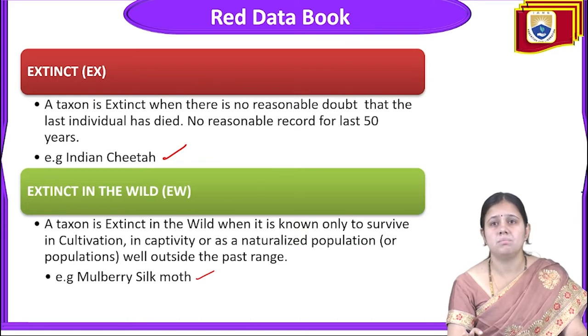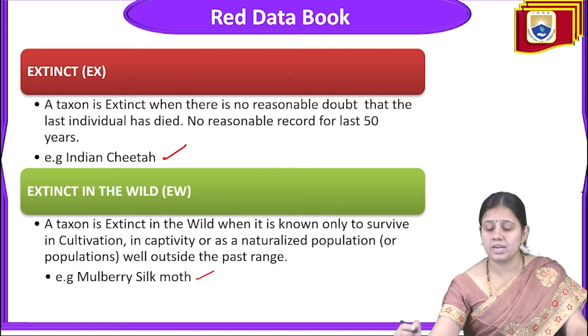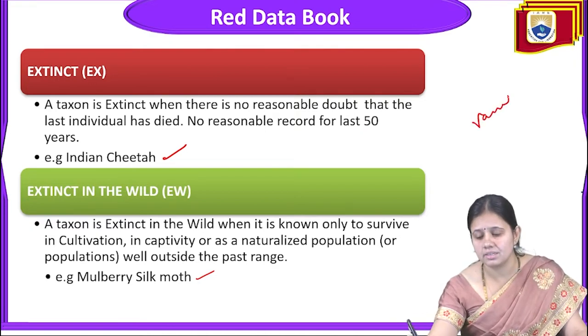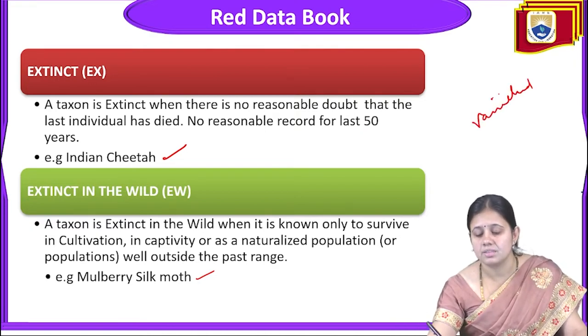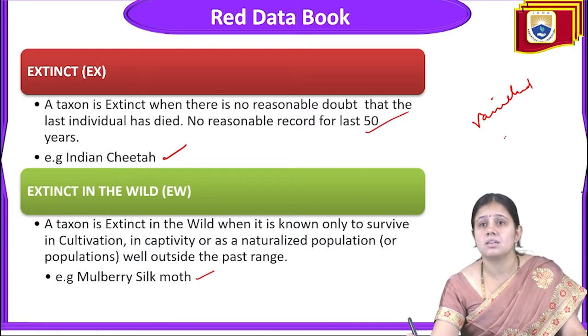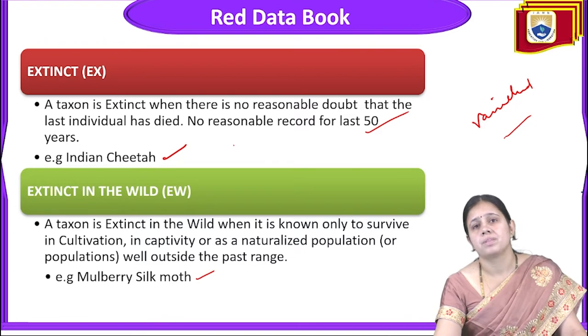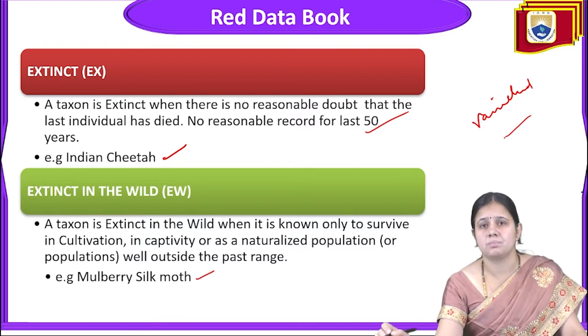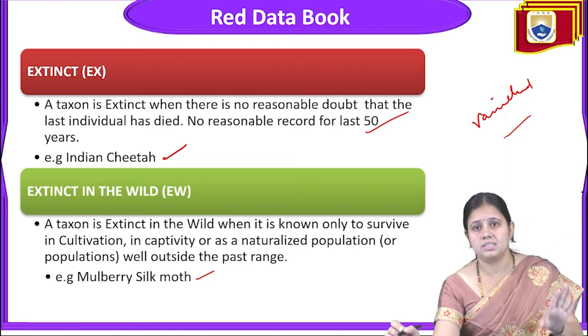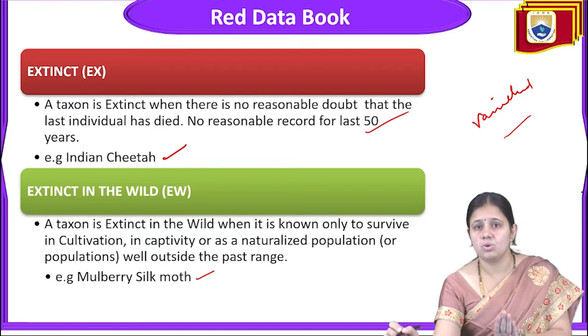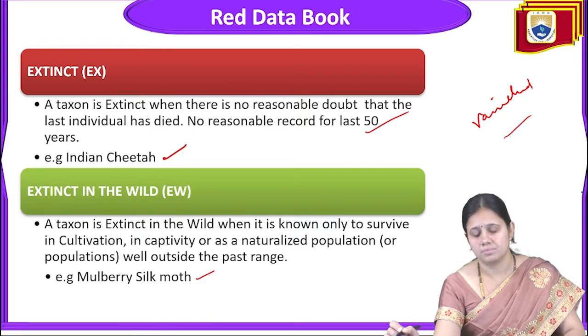And extinct means totally vanished. They have not been present in the last 50 years. This is an extinct species, and its example is the Indian cheetah. The Indian cheetah is an extinct species, but the mulberry silk moth is extinct in the wild, though it is present in captivity.